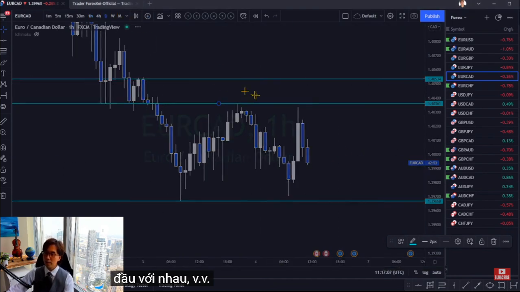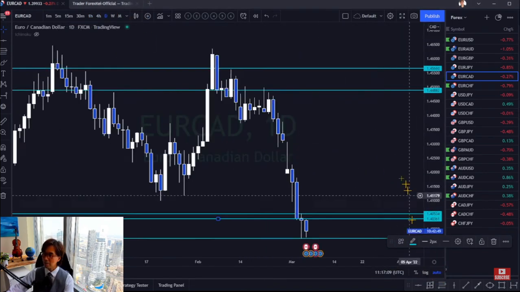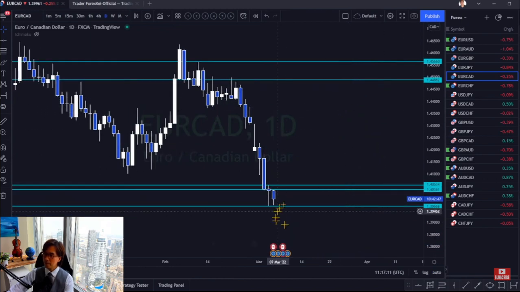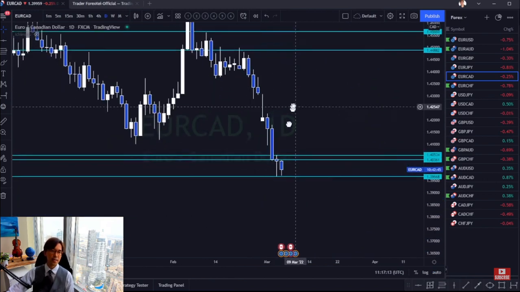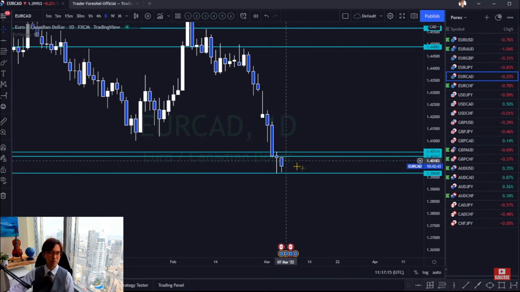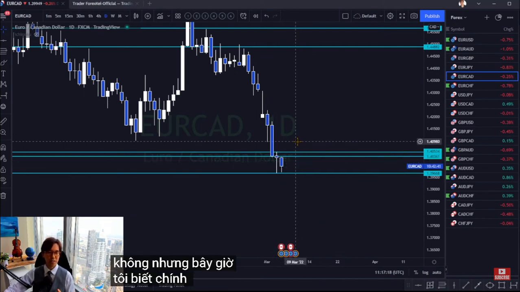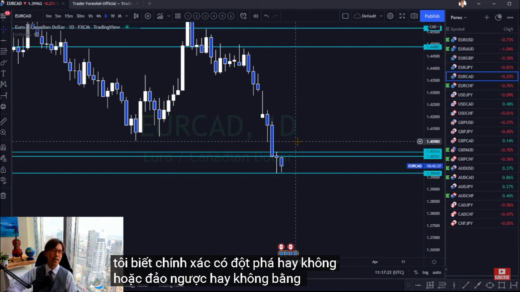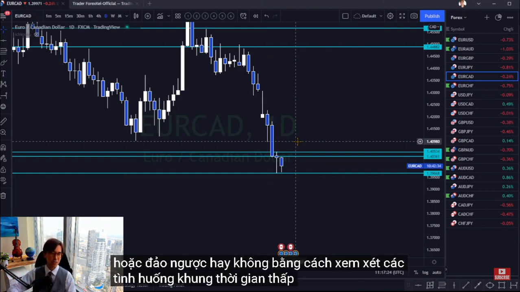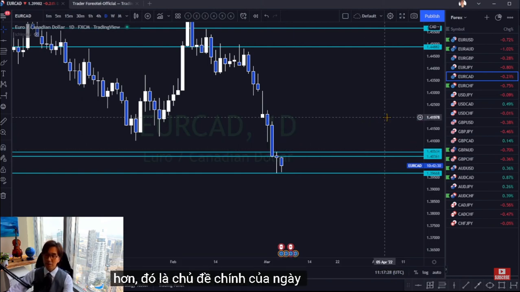Before, I was only focusing on one single time frame, so there was no way to capture whether it's a breakout or not. But now I know exactly whether it's a breakout or not, or reverse or not, by looking at the lower time frame situations. So that was the main topic for today.